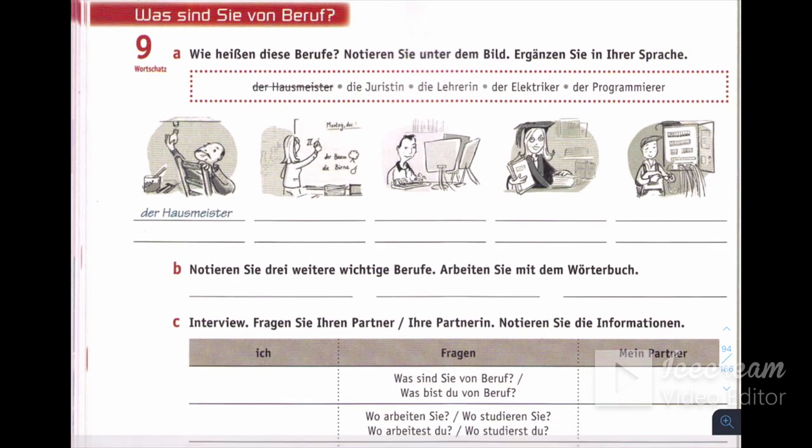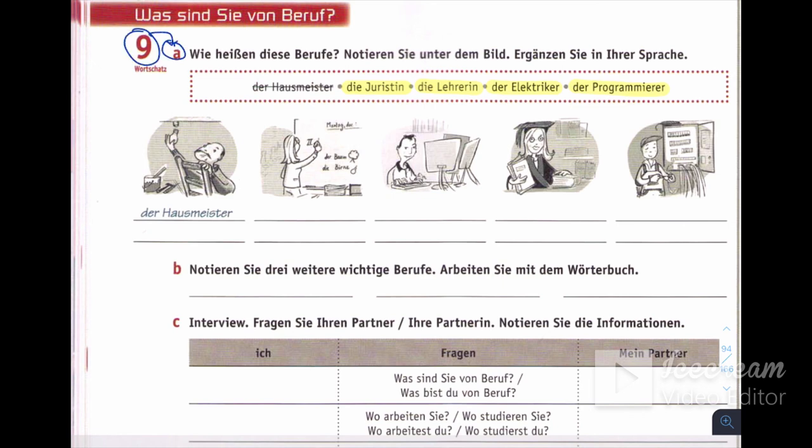We need to do this one. Wie heißen die Berufe? Notieren Sie unter dem Bild, ergänzen Sie in Ihrer Sprache. Die Juristin, die Lehrerin, der Elektriker, der Programmierer. According to the picture, we just need to fill it.